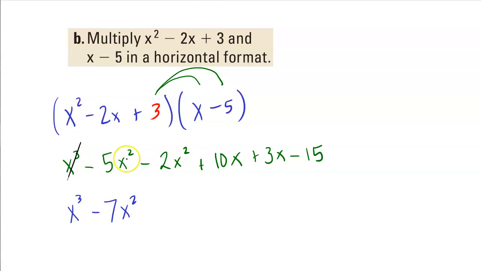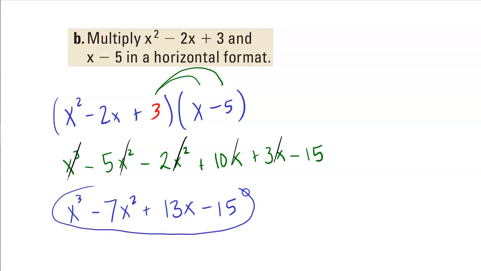And let me just cross these off because I'm already done with them. And then I look for more like terms. So I have the x's that are like. 10x plus 3x. Well, that's 13x. So plus 13x. And I already used those, so let me cancel those off. And then I have a minus 15. So minus 15, there's nothing to combine there. I'm just going to go ahead and bring it down, and there's my answer for that second one.